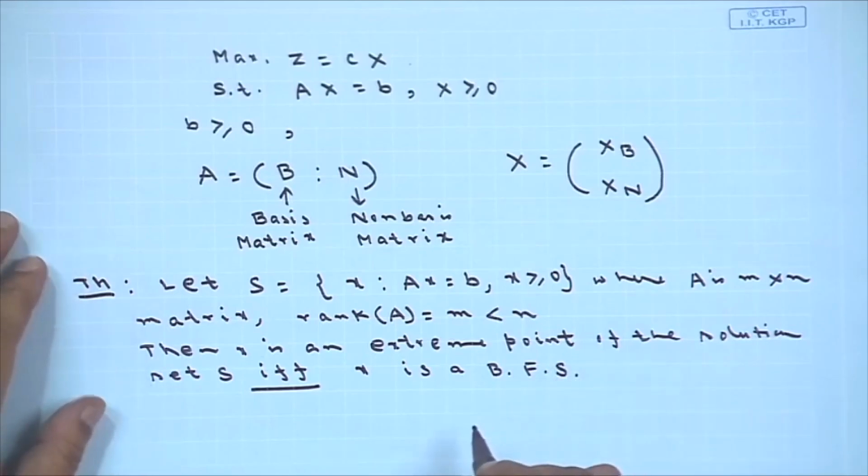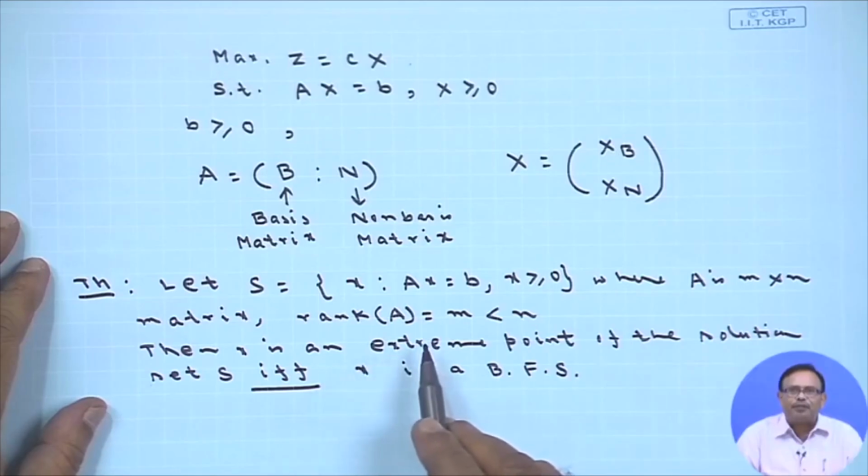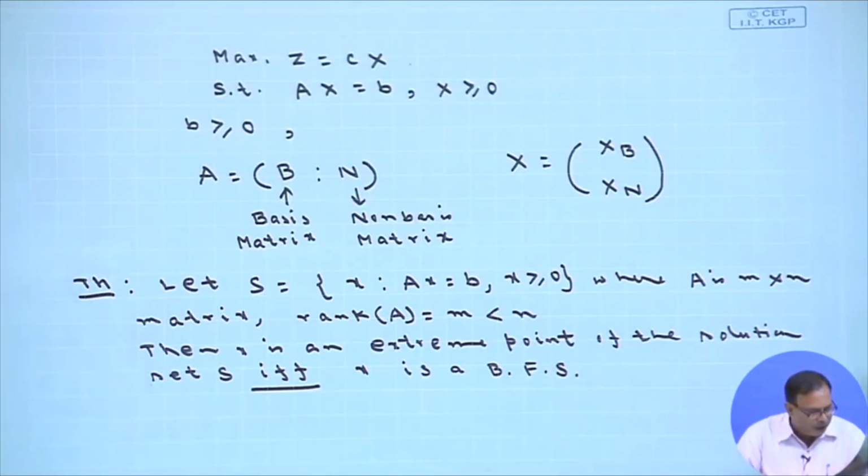So, effectively we are saying by this theorem that if S is a set such that Ax equals B, x greater than or equal to 0, where A is your m cross n matrix and rank of A equals m, which is less than n, then x is an extreme point of the solution set S if and only if x is a basic feasible solution. That is, if x is an extreme point, then it will be a basic feasible solution. On the other way, if x is a basic feasible solution, in that case your x is an extreme point. Let us see this one now.